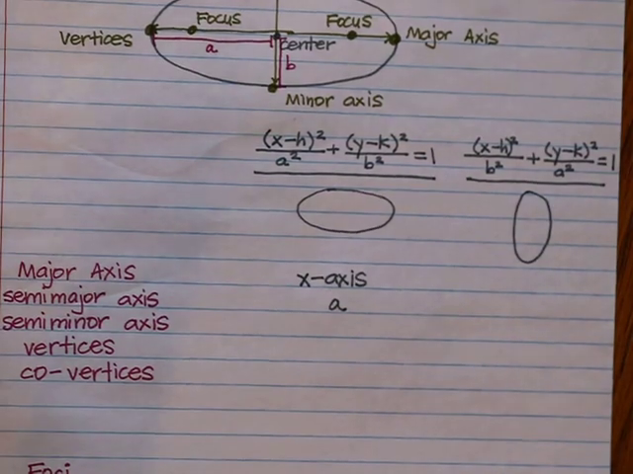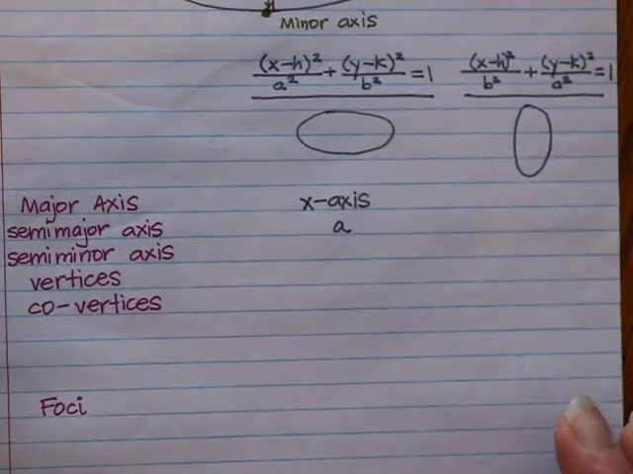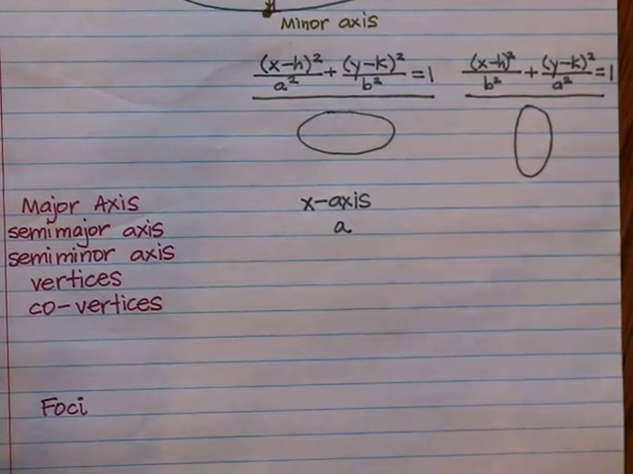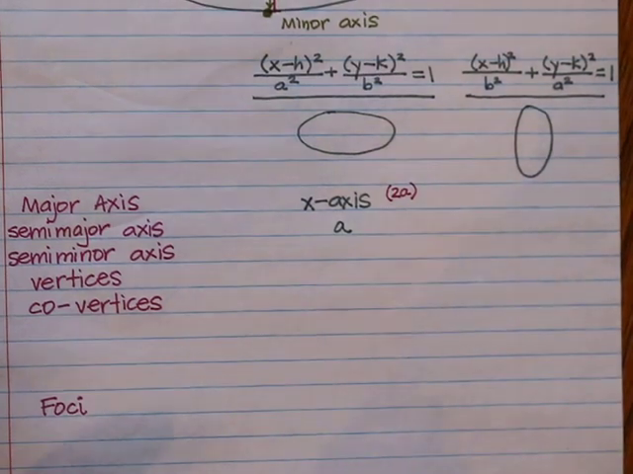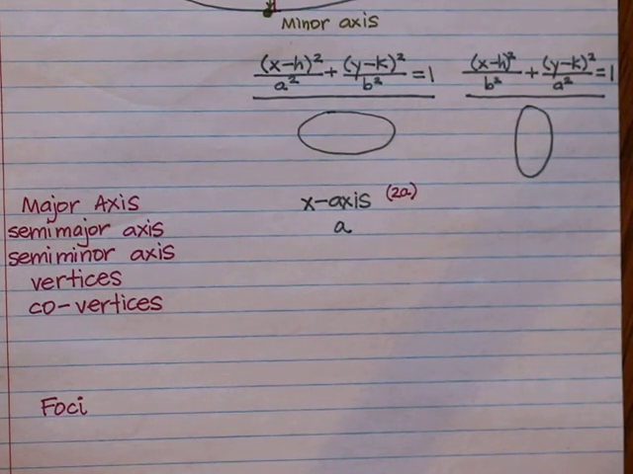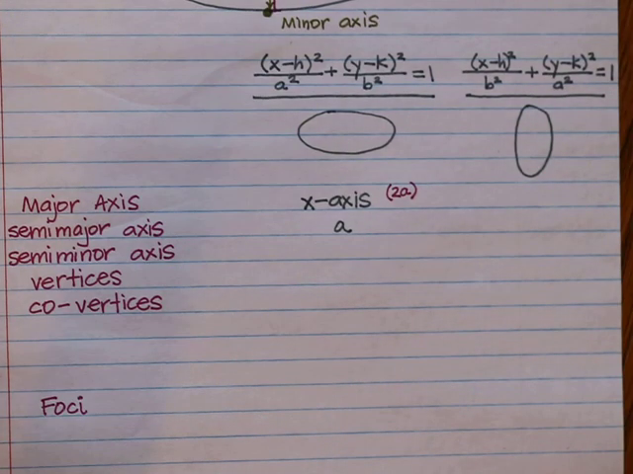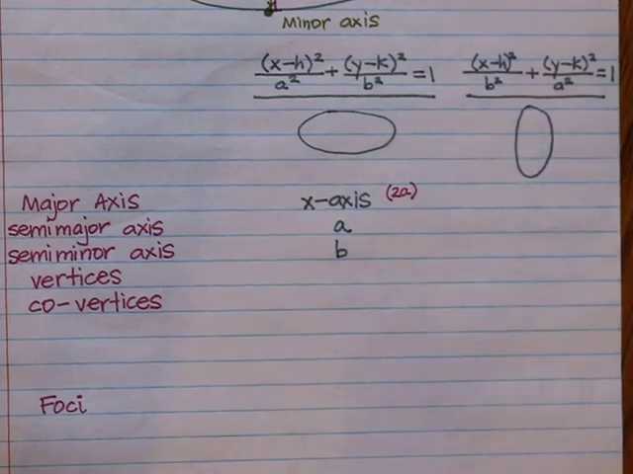If we wanted to talk about the major axis altogether, we would say that the major axis has a length of 2A. That is different from the denominator. The denominator is A squared. When we talk about the axis, we have to take the square root and then use that. The semi-minor axis has a length of B.